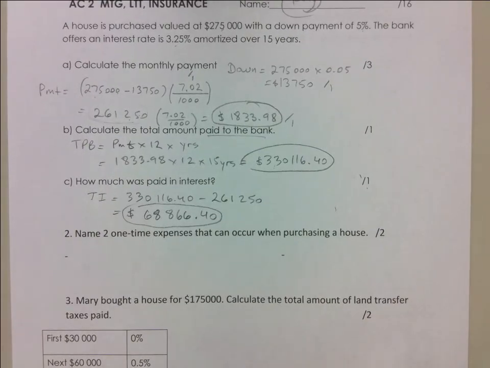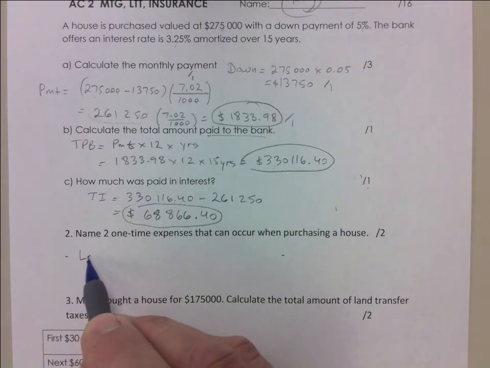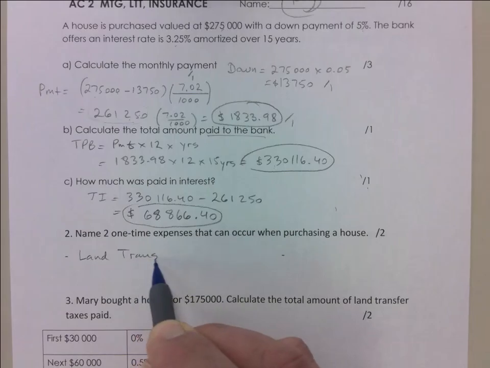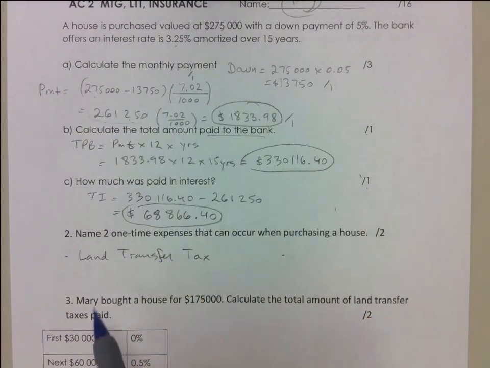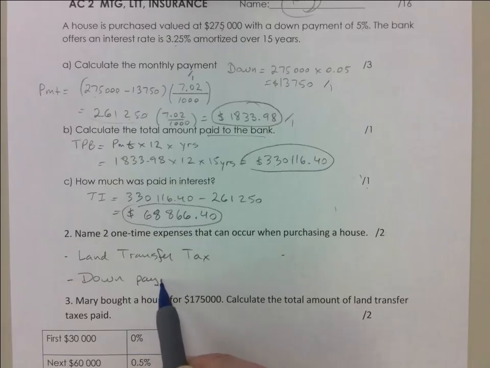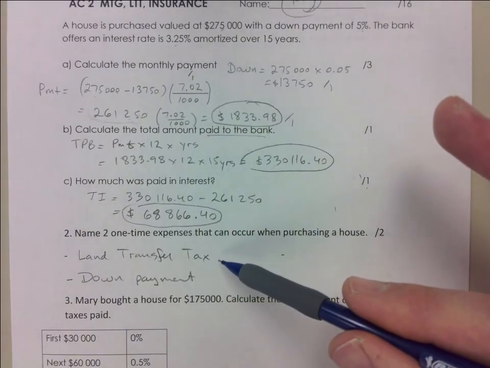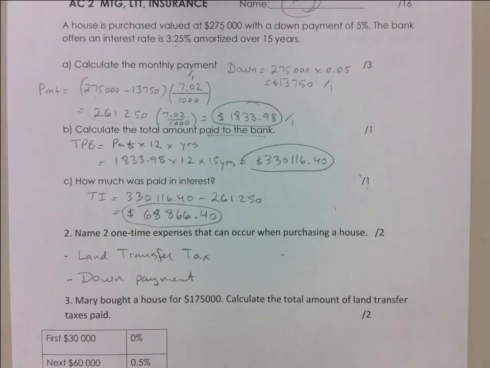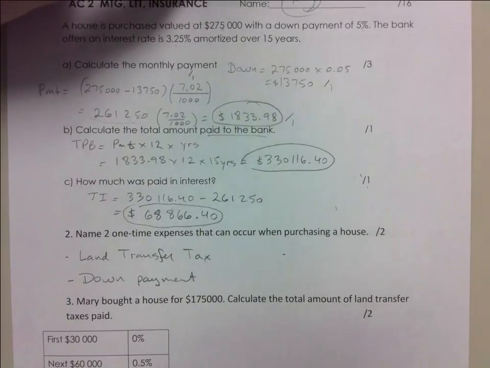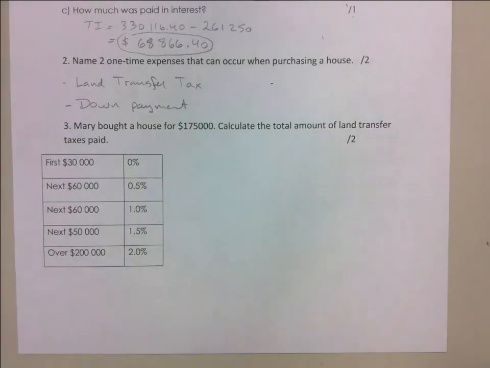Name 2 one-time expenses. You can talk about land transfer tax and anything else that happens once. I'm just going to say down payment. You get 1 mark for each. So land transfer tax, you should have all known. The down payment, I mean, it was in the question. That is a one-time expense. We'll talk about more later. You could talk about moving fees, lawyer fees, a bunch of other things that come along with buying a house. So 1 mark for each.